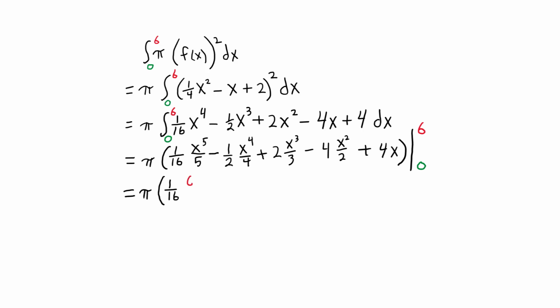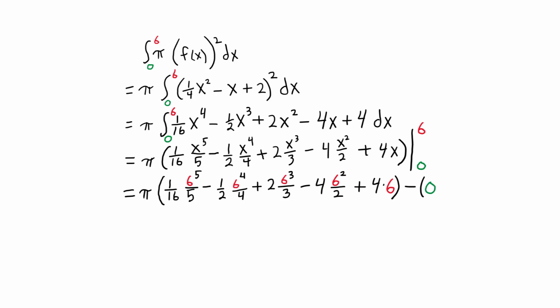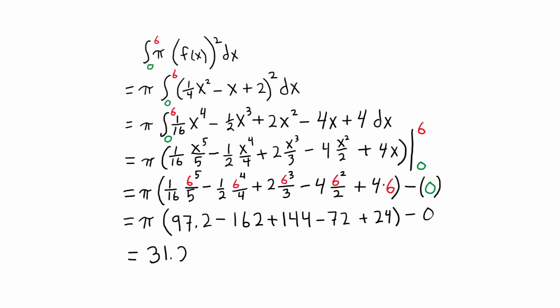Next, we substitute in the limits of integration. The upper limit is 6, so we substitute 6 in for x in the antiderivative. Then we subtract the same antiderivative with 0 substituted in for x, because 0 is the lower limit of integration. 0 to any of these powers is still 0, so this part is very simple. Finally, we simplify the arithmetic and find that the integral is equal to 31.2 pi, which is about 98. That means the volume of the solid of revolution is 31.2 pi cubic units.